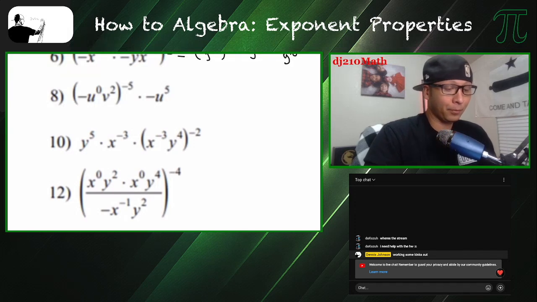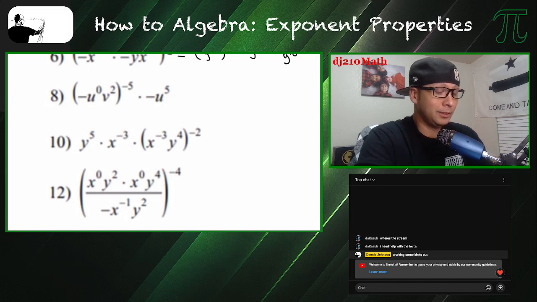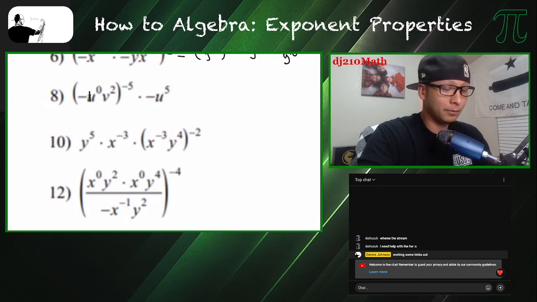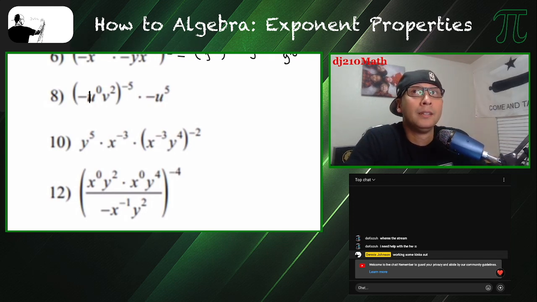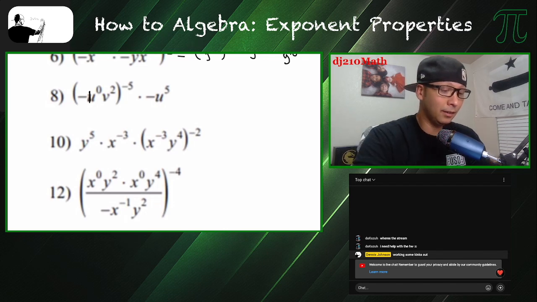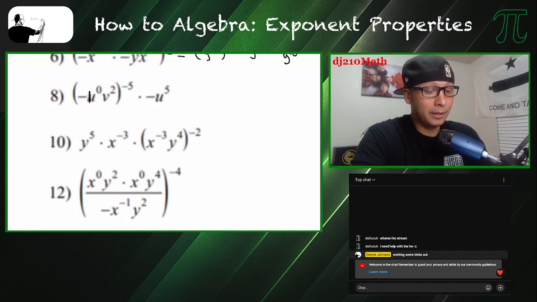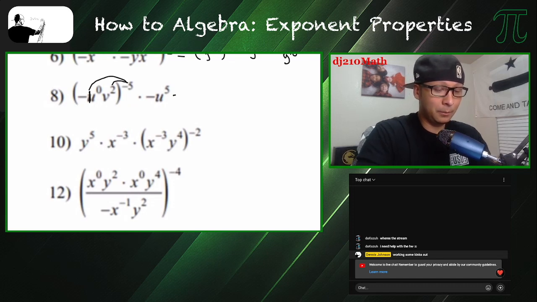We have negative u to the 0 power. That's just going to be 1. Anything to the 0 power is going to be 1. It doesn't change the negative, so this is still negative 1. And then v squared to the negative 5 power. The 5 is going to apply to everything here. So this is going to be negative 1 to the negative 5th power, and then v to the negative 10 times negative u to the negative 5th power.